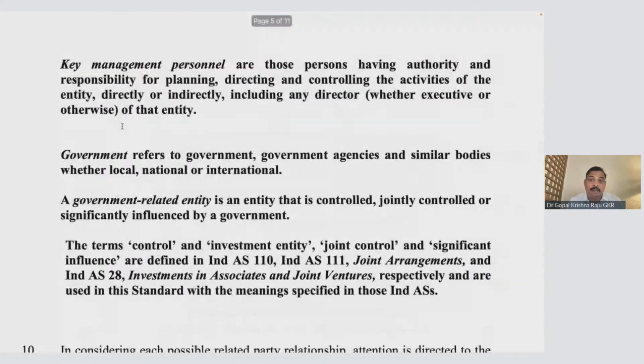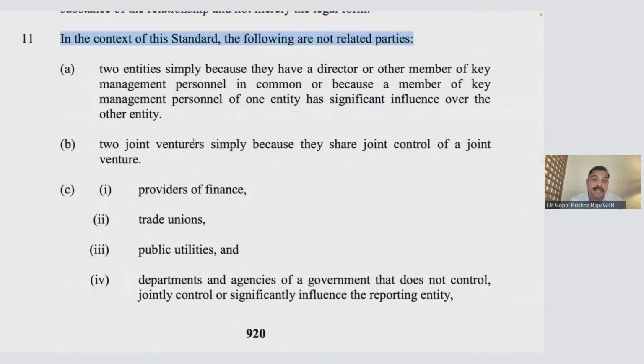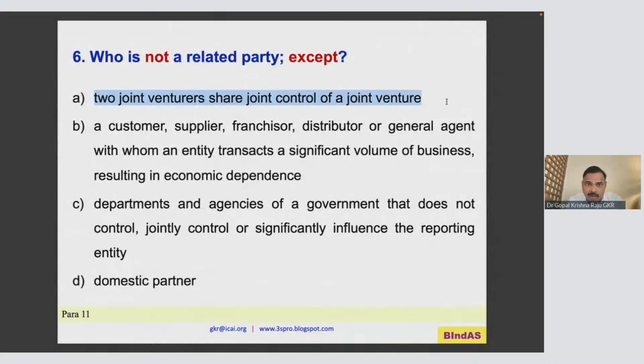In this kind of following are not related party, you will feel that they are related party, especially two joint venturers simply because they share joint control. Joint control 50-50. Now they have invested in one company 50%, 50%. Now A and B, can you say they are related party? No, they are not. Just because they invested, you cannot say they are related party. Very interesting. Two joint ventures sharing joint control.